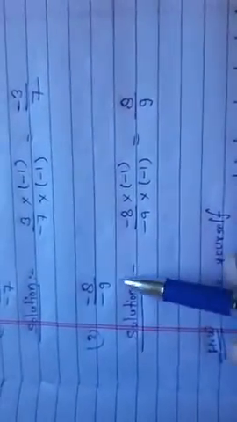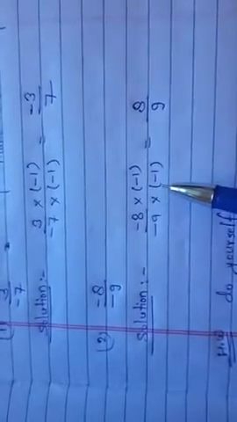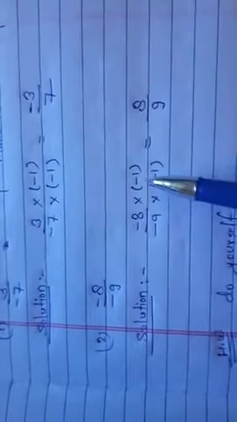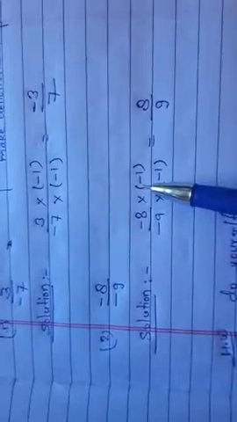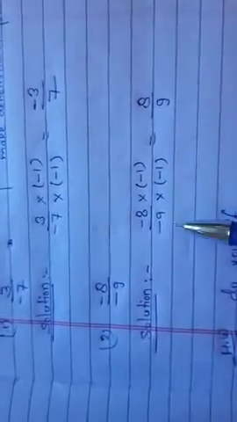So 3 into -1 equals -3, because if we multiply one positive and one negative quantity, we always get a negative number. And when we multiply two negative numbers, we get a positive number, so it will become positive. Similarly students, -8 upon -9, here the denominator is negative. So again, to make it positive, we multiply numerator and denominator both by -1. Minus into minus becomes plus, so 8 times 1 is 8, and -9 into -1 is 9, which is also positive.